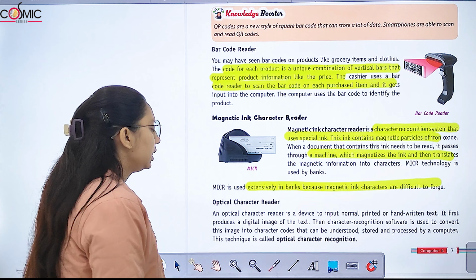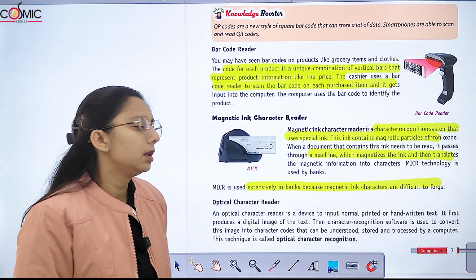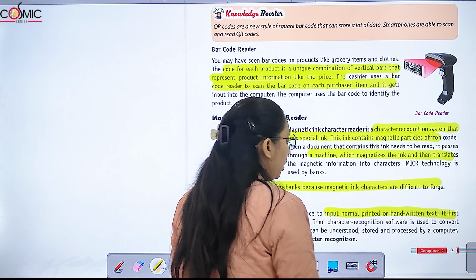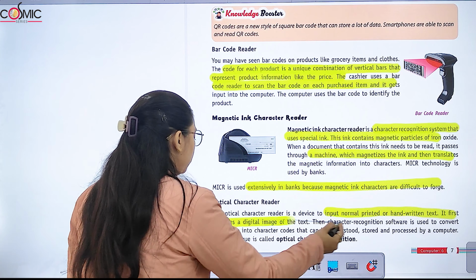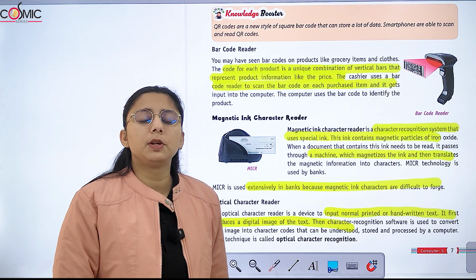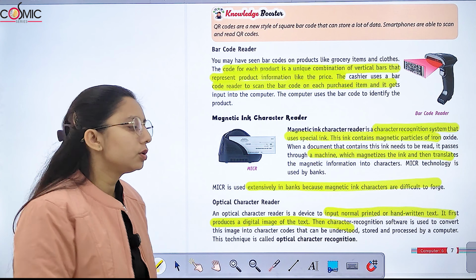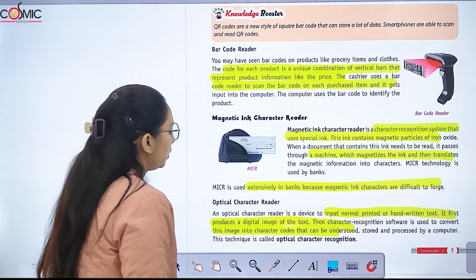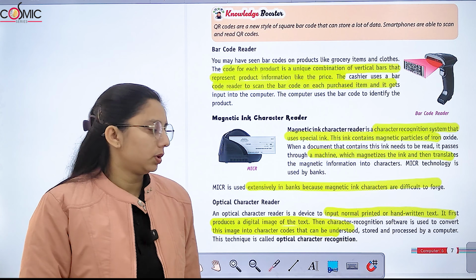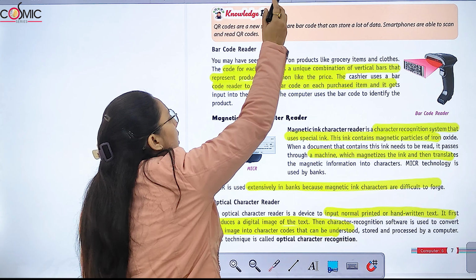Then we have optical character reader. It is a device that inputs normal printed or handwritten text. It first produces a digital image of the text. ये क्या produce करता है? Digital image. And it is used to convert this image into character codes, right? इस technique को क्या कहा जाता है?